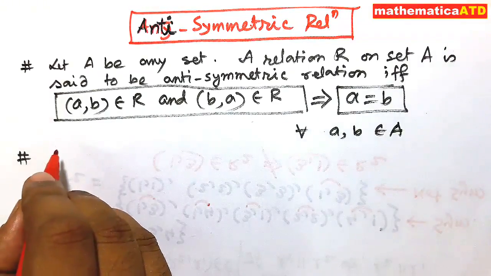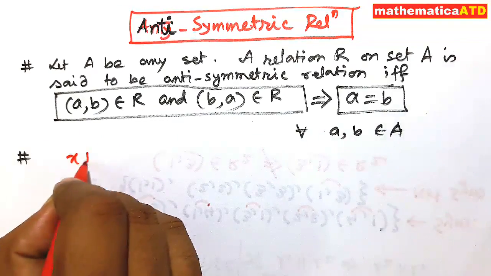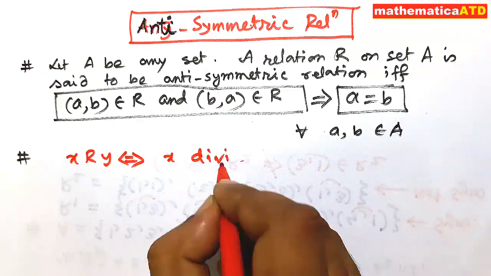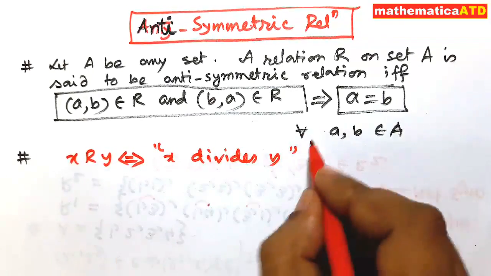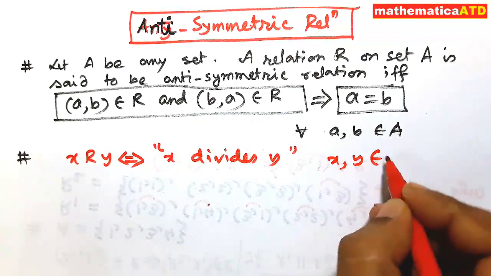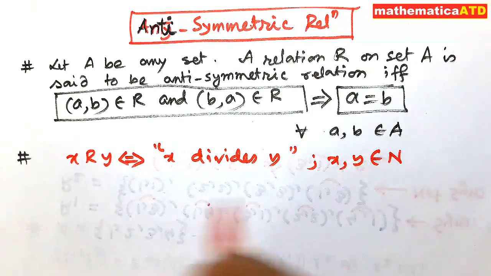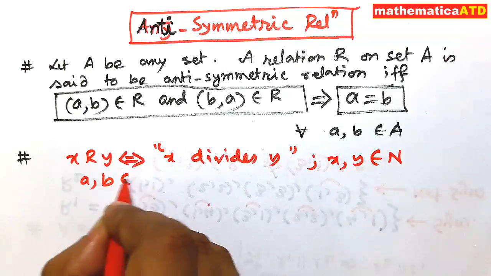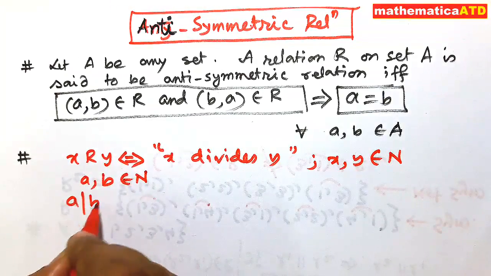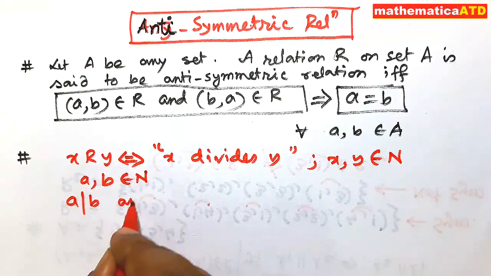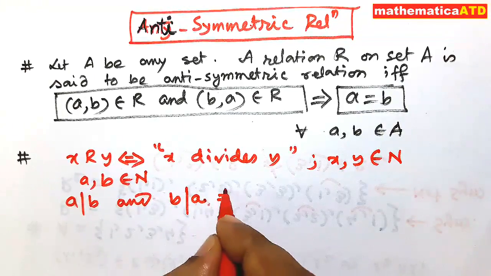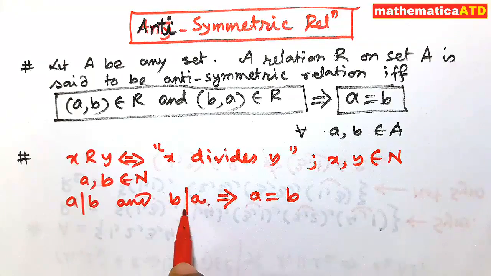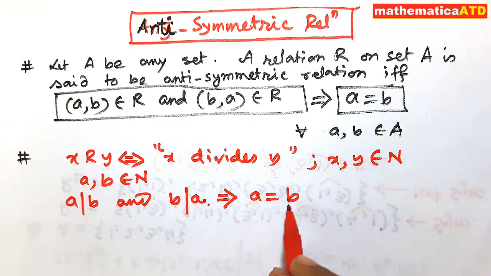Friends, let R be a relation on the set N of natural numbers defined by x R y if x divides y, for x and y belonging to the set N. This relation is an antisymmetric relation on N, since for any two numbers a, b belonging to N, a divides b and b divides a obviously implies that a is equal to b. You may take an example, say 5 divides 5, and on the other hand, 5 divides 5, so obviously it implies that 5 is equal to 5.